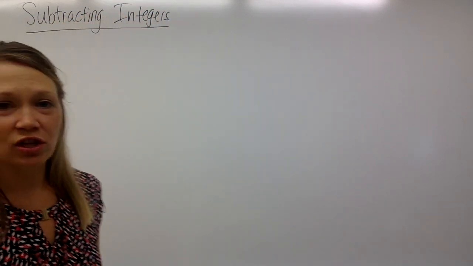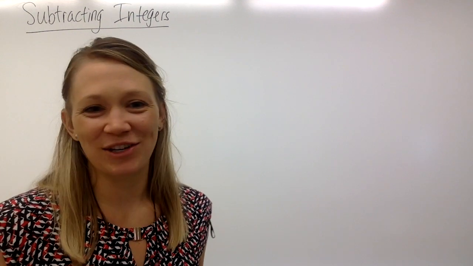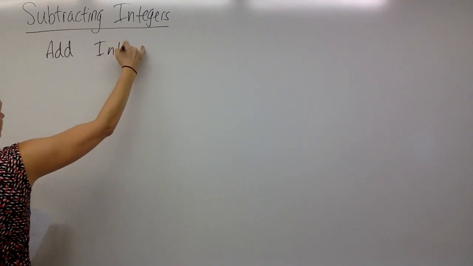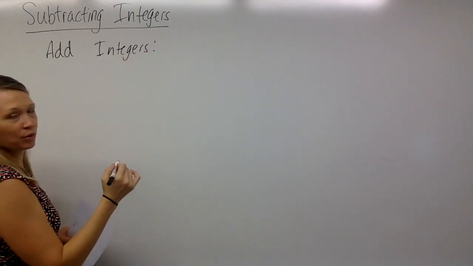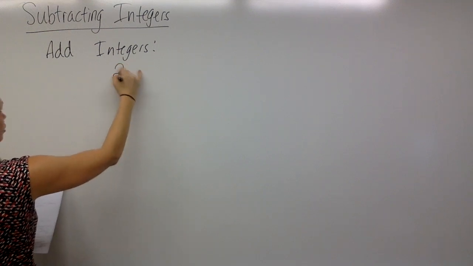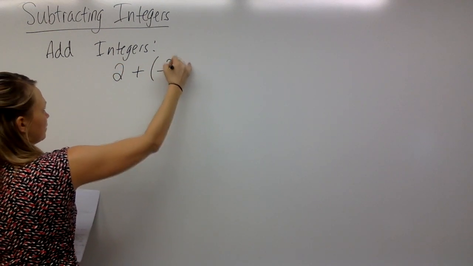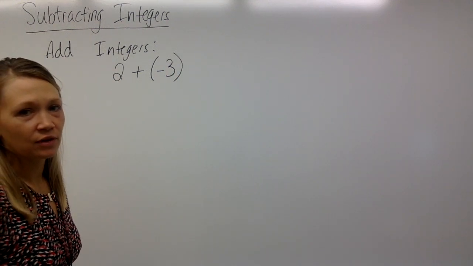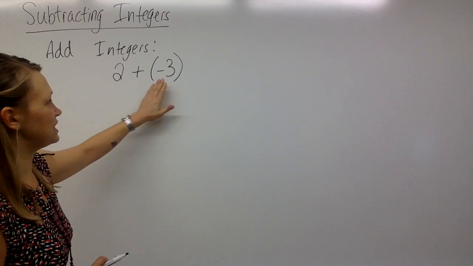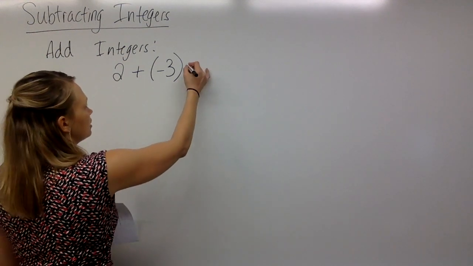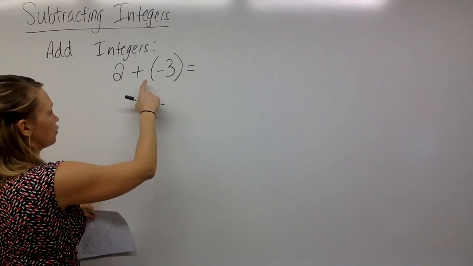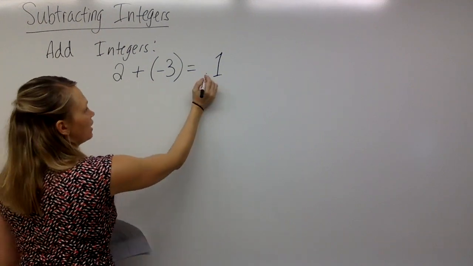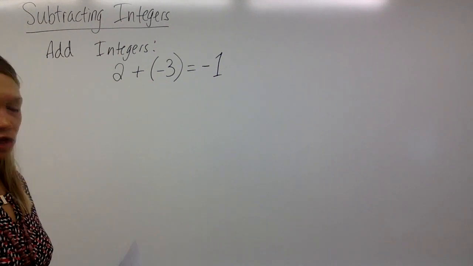Subtracting integers. So let's start with what you already know, and that's addition, right? So you already know how to add integers. For example, really easy, 2 plus negative 3. Pause quick, write down your answer. I hope you notice that you just need to find the difference between these numbers. That's our rule, right? Subtract the smaller from the larger, we get 1. And we take the sign of the larger absolute value. So our answer is negative 1.